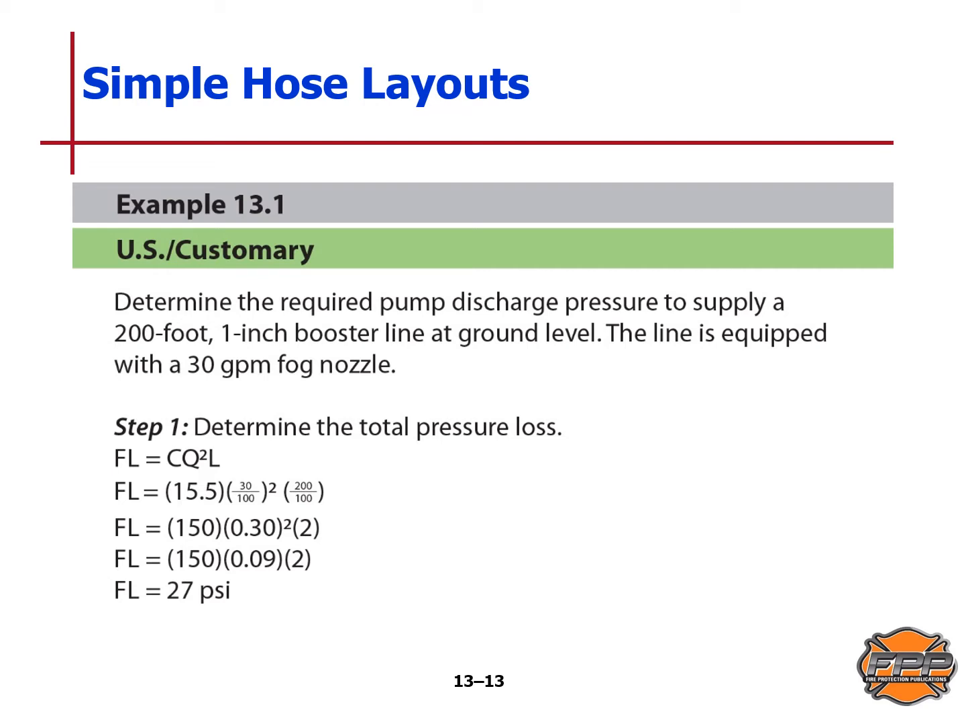So to do that, we use our old friend, the formula FL equals C Q squared L, and then we plug in the numbers. Friction loss equals 150, which is the coefficient from our table, times 30 divided by 100, that's your flow rate, squared, times 200 divided by 100, which is the hose length. So friction loss equals 150 times 0.30 squared times 2, and we work out the math to 150 times 0.09 times 2, and the friction loss comes out to 27 psi.